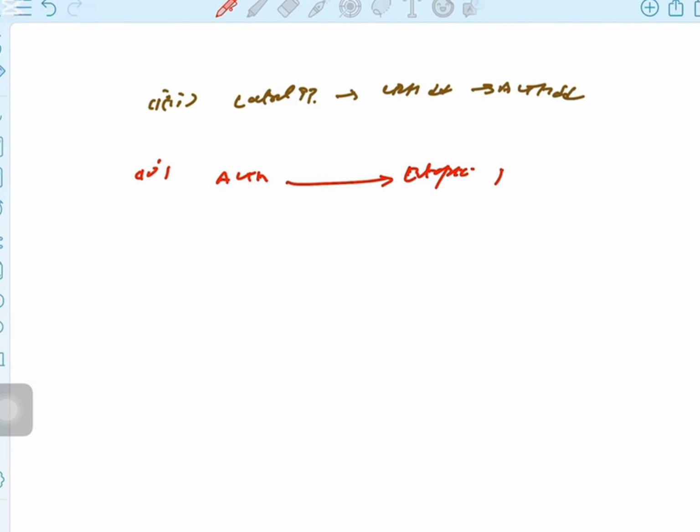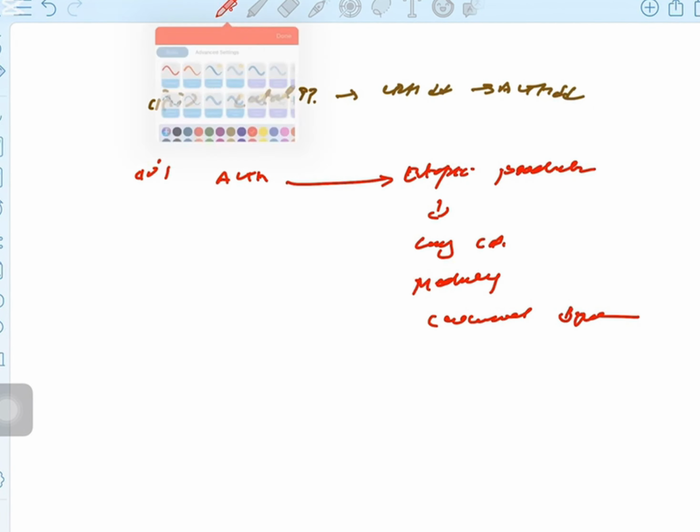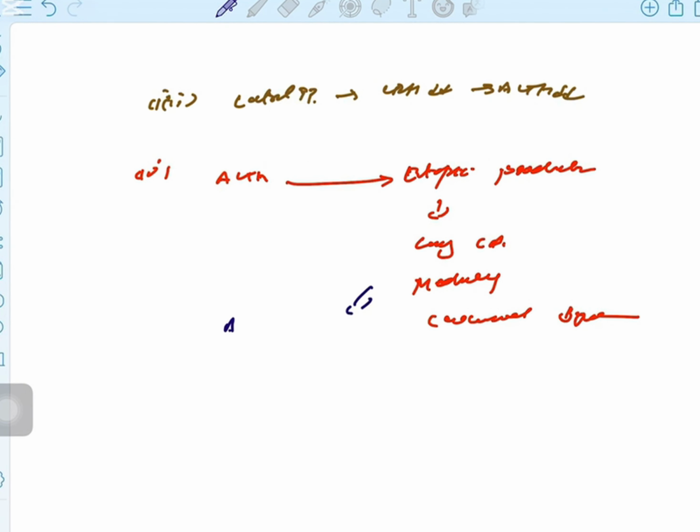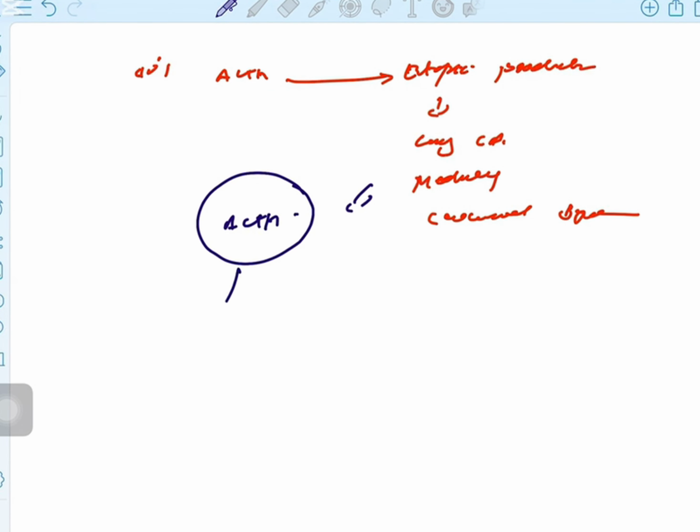In which condition do we see ectopic production? Guys, you have to give the answer. We will see ectopic production in lung carcinoma, medullary thyroid carcinoma, and carcinoid syndrome. In these three conditions, ACTH hormone is going to be produced in an enough amount. This ACTH hormone is not produced from the pituitary, it is produced from the ectopic site. So this ACTH will stimulate cortisol hormone production in an enough amount, and this is known as Cushing syndrome.